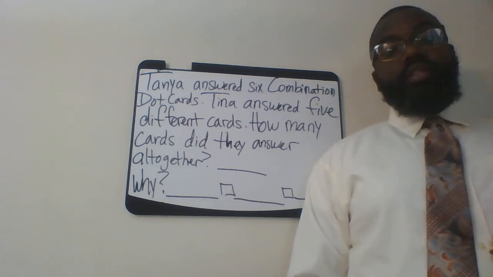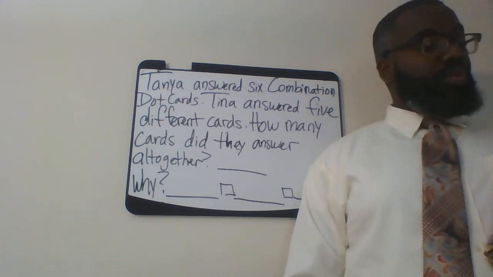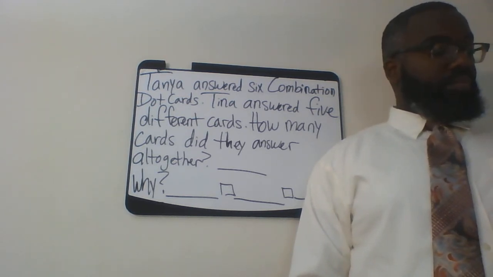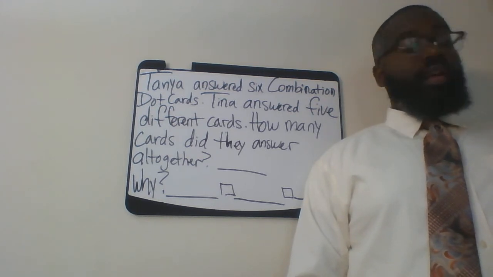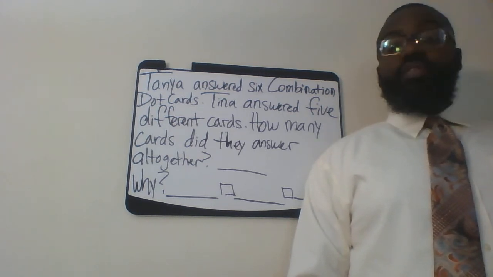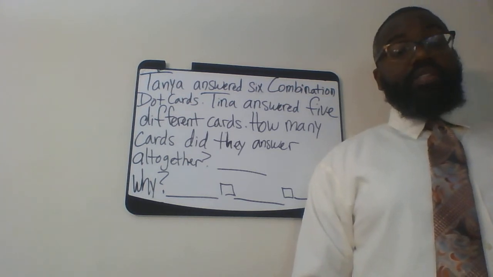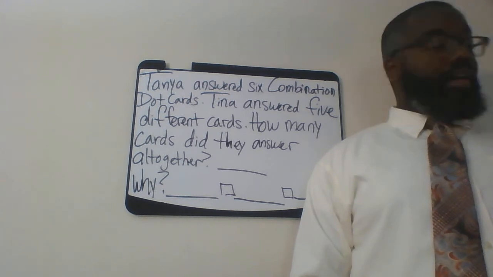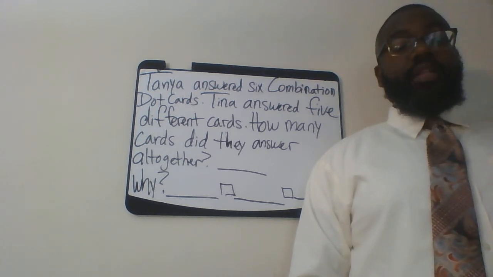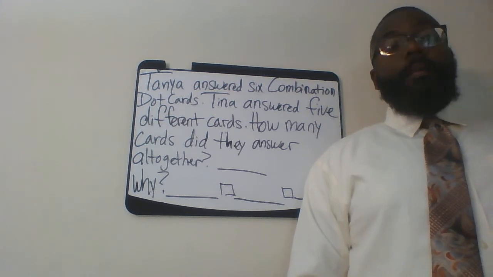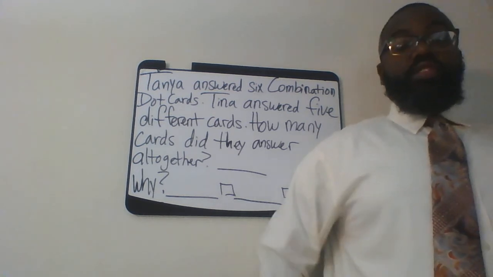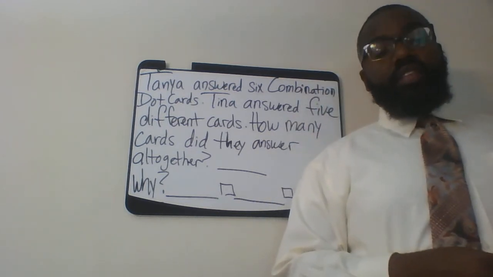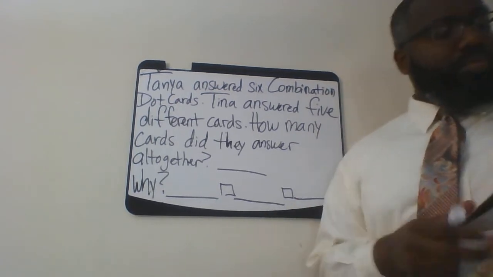Letter D, 9 plus 2. 9 plus 2. Letter E is 6 plus 5. 6 plus 5. And letter F, 3 plus 7 minus 5. Now let's move on to number 5.